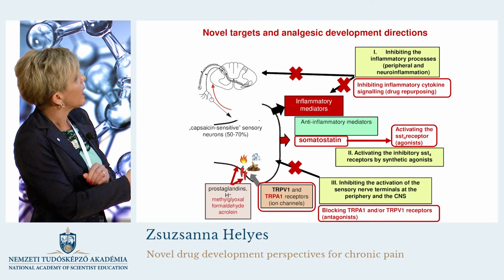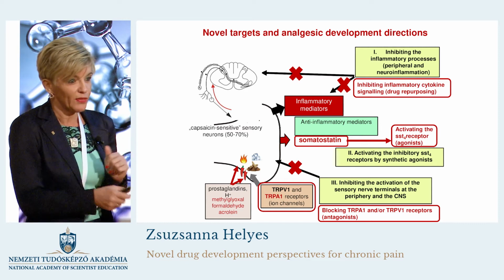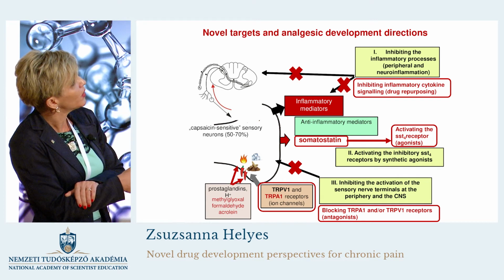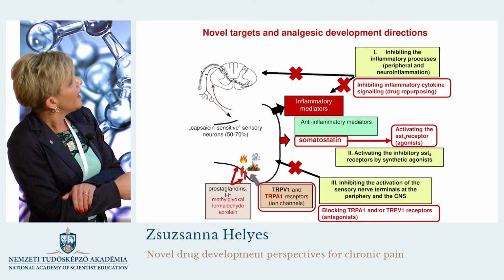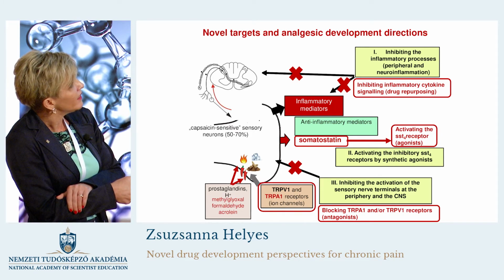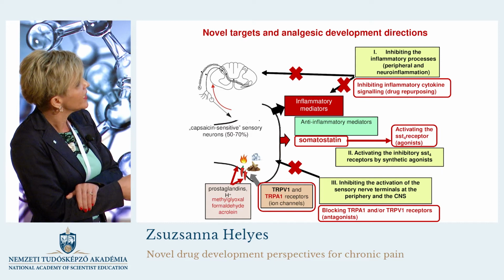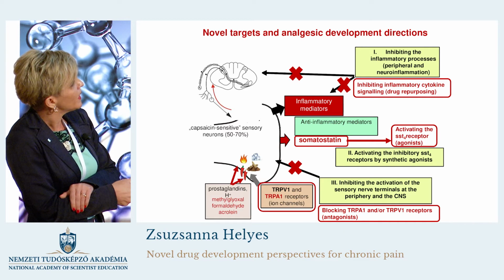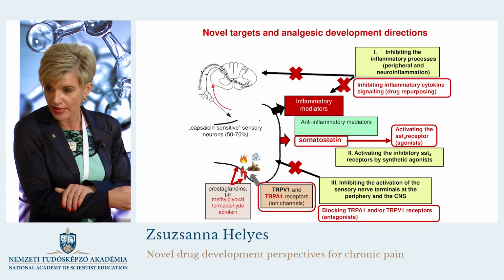So we focus on all these mechanisms, and based on this, there are 3 main targets for developing or identifying novel analgesics. One is to inhibit the inflammatory process, both at the periphery and in the central nervous system, by inhibiting the different inflammatory mediators. Then there is another option to activate the inhibitory mechanisms that we have already identified and try to activate the receptors, like, for example, the receptor for this inhibitory peptide. And the third mechanism is to inhibit the activation of these nerve endings. Okay? And I'm just giving you some impressions of all these three.